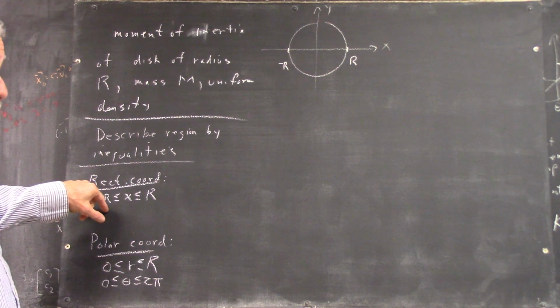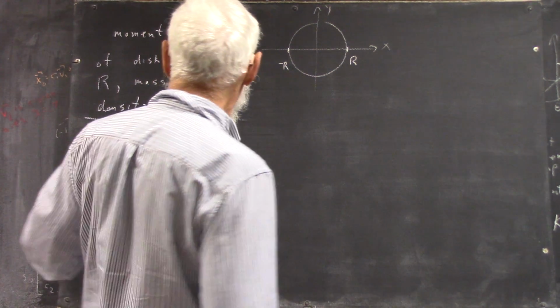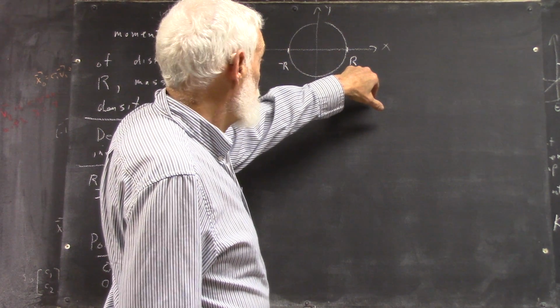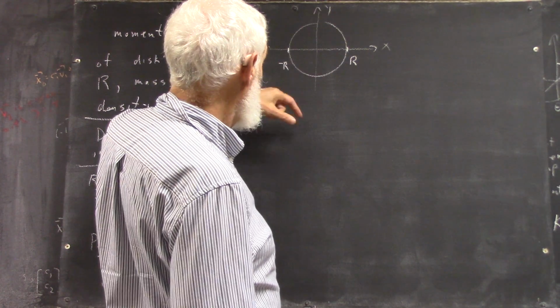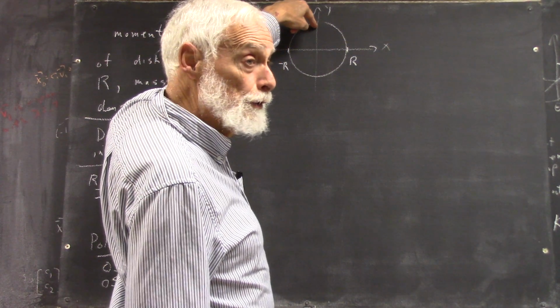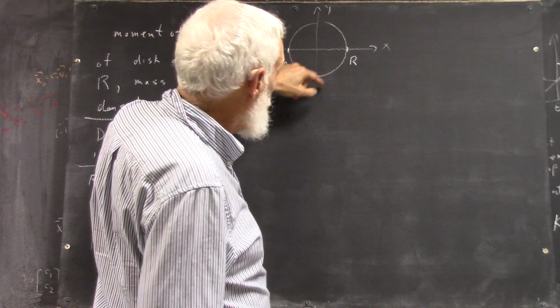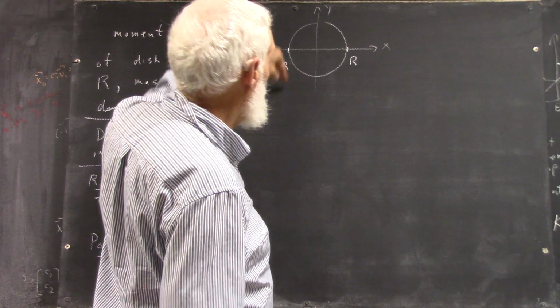And in rectangular coordinates, well, X can go from negative R to R. Now, when I first asked the question, how do you describe this? You said, well, Y goes from negative R to R too. Well, if X goes from negative R to R and Y goes from negative R to R, you get a square, not a circle.